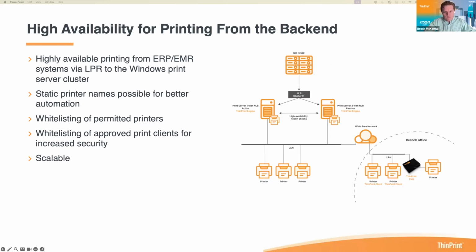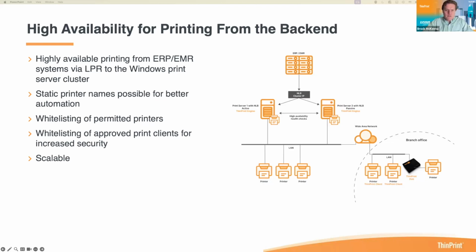So we're doing health checks between the servers. When we receive the print job, we know what server is healthy and route the job there. We allow static names, so if you just need to keep one static name in your environment, we can do that. We can whitelist permitted printers as well as approved clients for security.